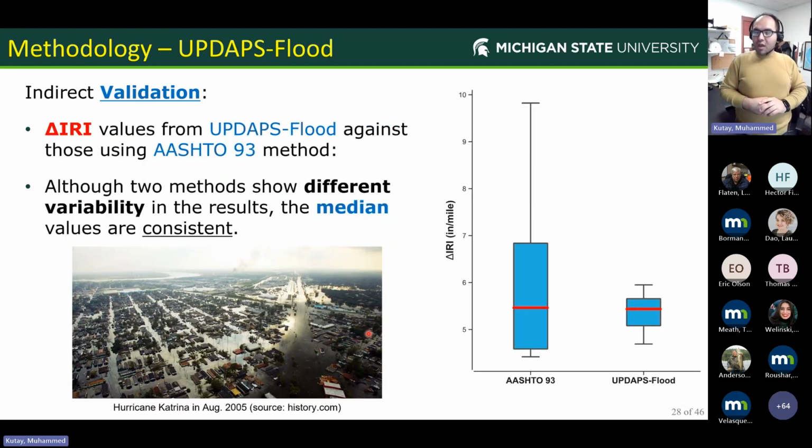For these 18 sections, we plotted the data, and you can see that although AASHTO 93 shows higher variability in the results, the median values are very consistent. This shows that the delta IRI predicted from UPDAPS-Flood matches what comes from the actual FWD testing and the actual observation in New Orleans, Louisiana. So that's how we are doing some indirect validation for UPDAPS-Flood, but upon the availability of data, we can do better calibration studies as well.